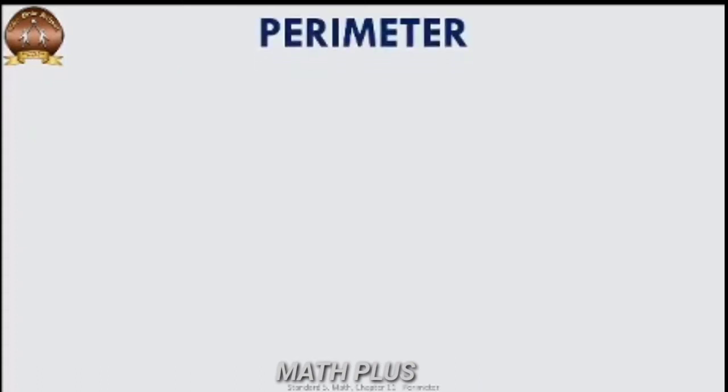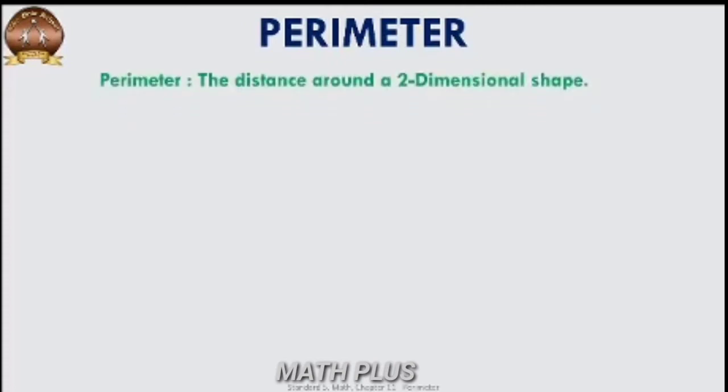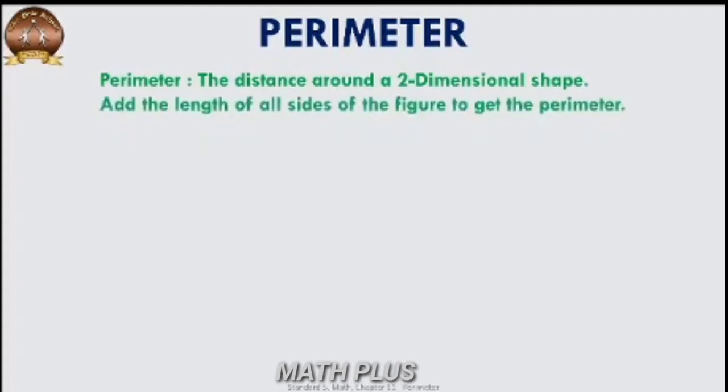Now, we are going to turn to the main topic, that is perimeter. Perimeter is the distance around a two-dimensional shape. How do we get the perimeter? We add the lengths of all the sides of the figure to get the perimeter.